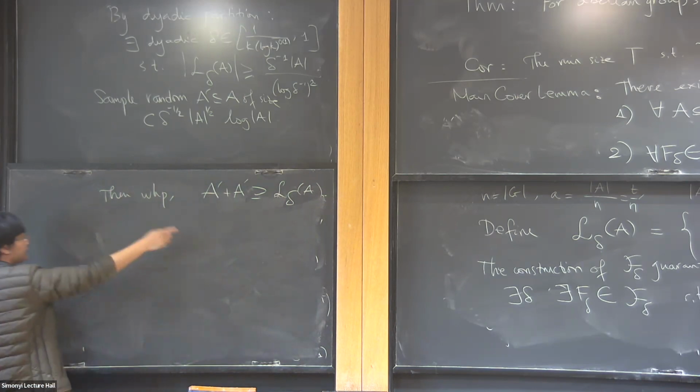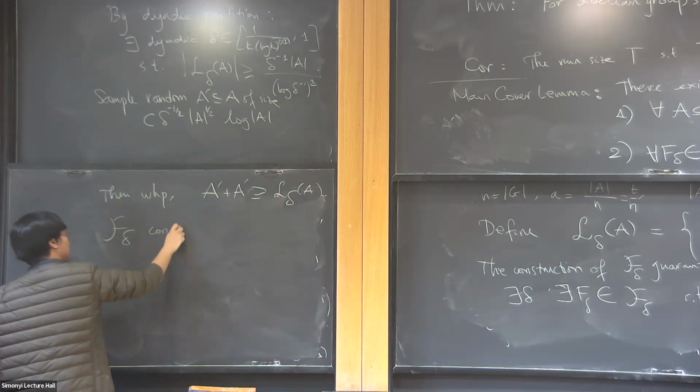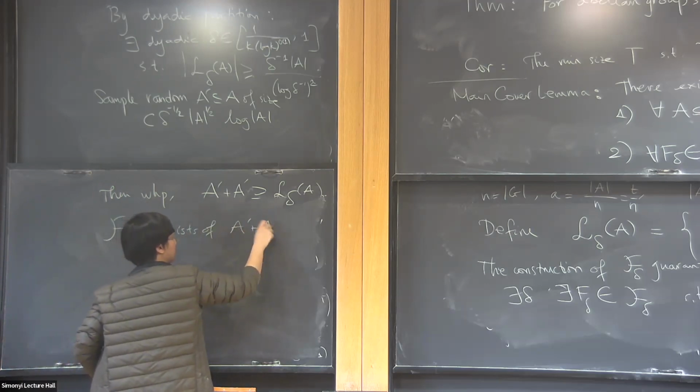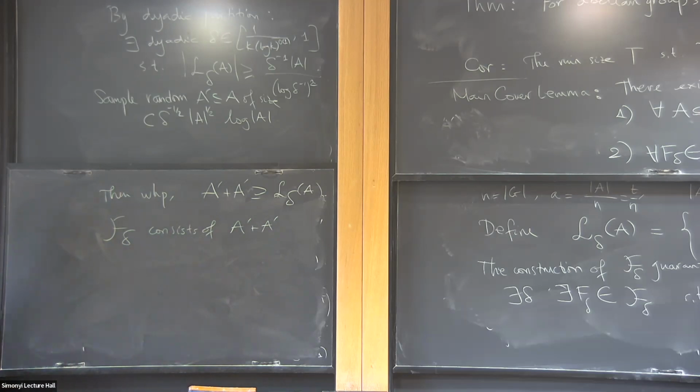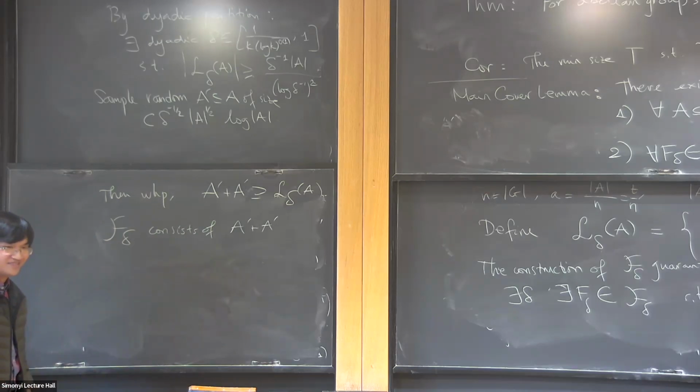So in this case, our collection F delta will consist of exactly all of these sets A prime plus A prime. Okay, so the upper bound on the size of F delta, of course, will just follow since the size of A prime is small. And furthermore, it has all of the other properties that we claim. It's just like before, only that you are doing a more refined calculation.